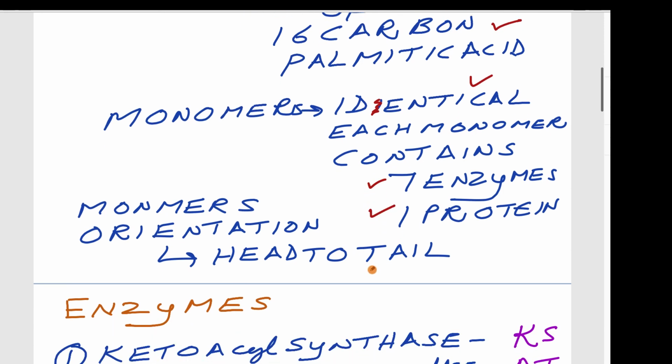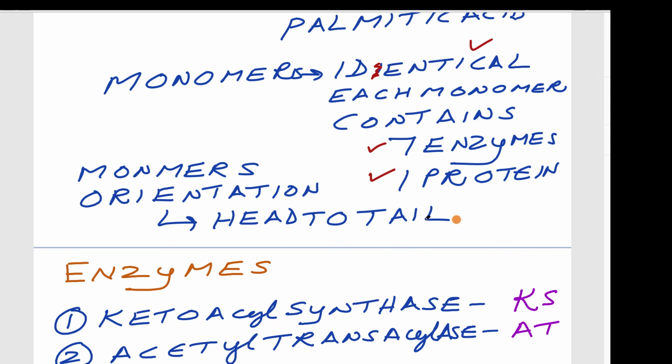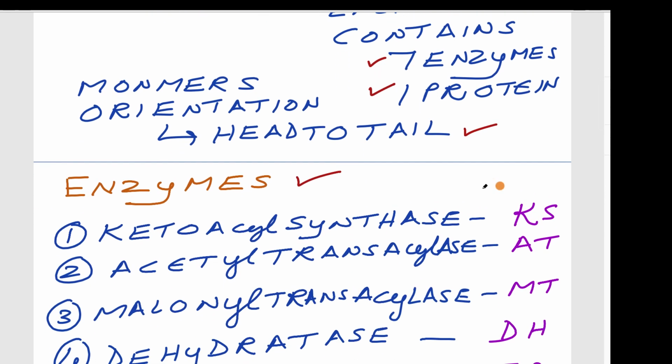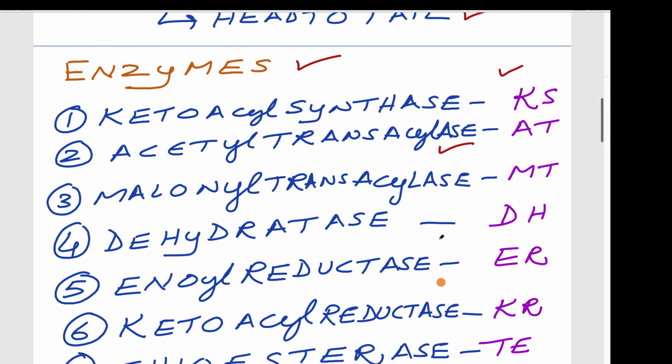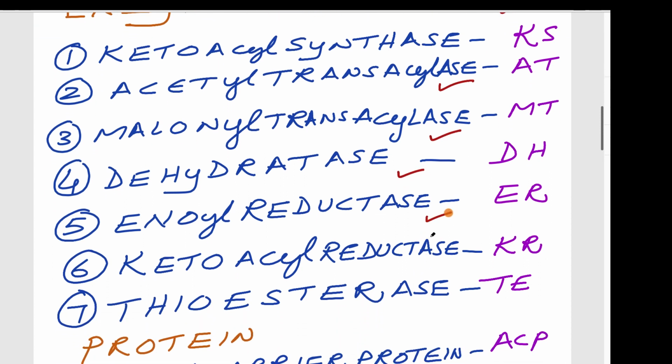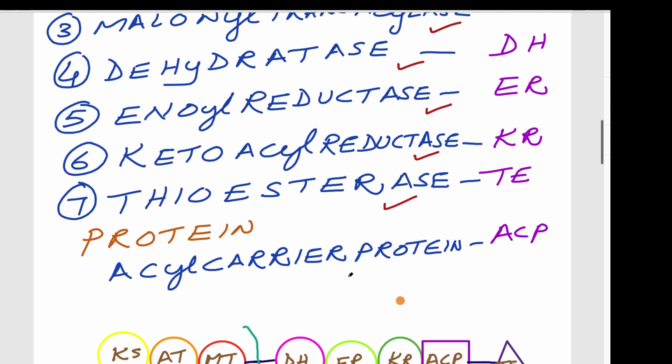How are these monomers arranged? The orientation is head to tail. The participating enzymes are ketoacyl synthase KS, acetyl transacylase AT, malonyl transacylase MT, dehydratase DH, enoyl reductase ER, ketoacyl reductase KR, and thioesterase TE. The protein is acyl carrier protein ACP.